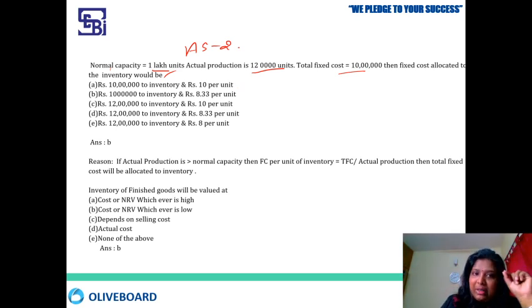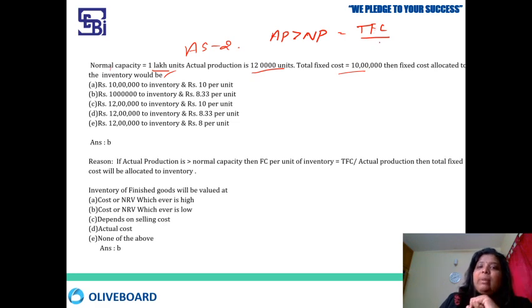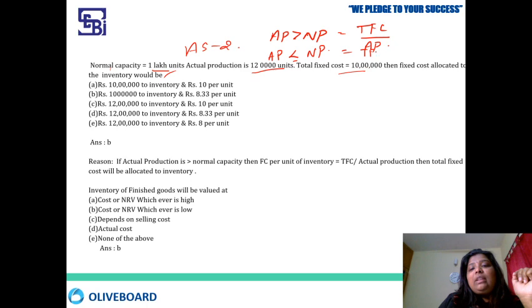Okay, now this particular concept we have seen in our lecture, right? So what it says, if the actual production is greater than the normal production, then the allocation would happen in such a fashion that total fixed cost will be apportioned over what? It will be apportioned on what ratio? As on actual production ratio. Correct. Suppose if the actual production is lesser than or equal to normal production, then in that case your total fixed cost will be apportioned based on what? Normal production. This is what we have seen.